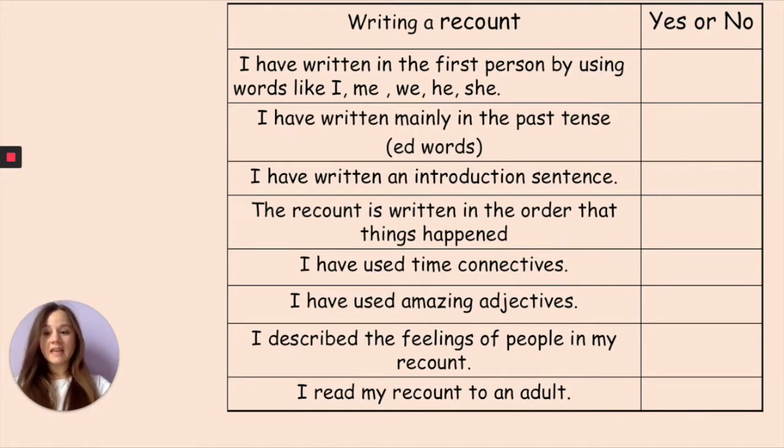So instead of saying nice or fun, I want you to think of really good words like exciting, fantastic, brilliant. I describe the feelings of people in my recount. So when you're talking about your activity, how did it make you feel? How did the person completing the activity with you feel? And then I read my recount to an adult. It's really important that now we start reading back our work to an adult so that we can see if we have made any mistakes. When you're writing your recount, remember to write yes or no for if you have done these and try to make sure that you have yes in every single box.